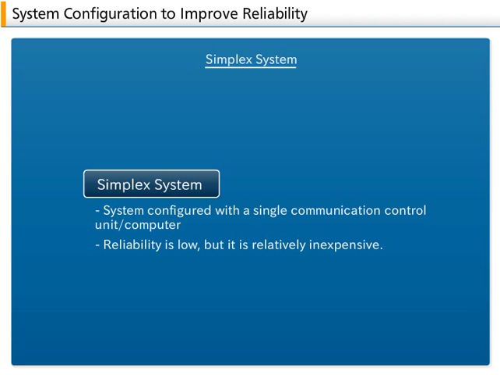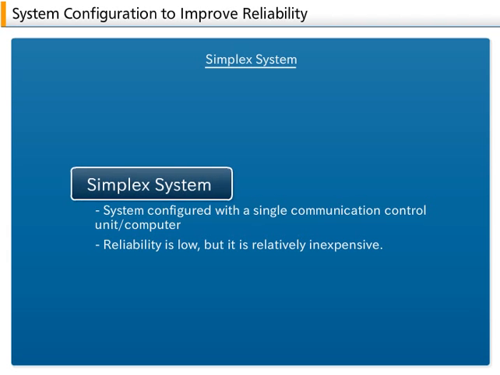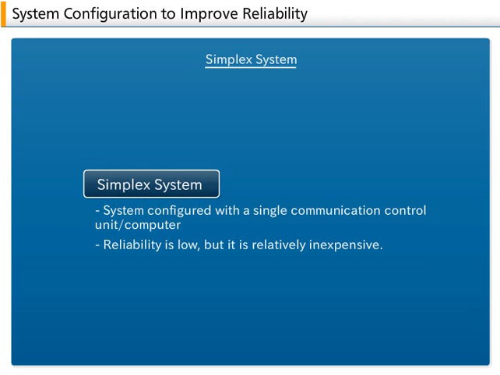The system that is configured with a single communication control unit computer is called a simplex system. When this system fails, it is down until it is restored. Because of this, it cannot be said to have good reliability. However, from the cost standpoint, it is relatively inexpensive.